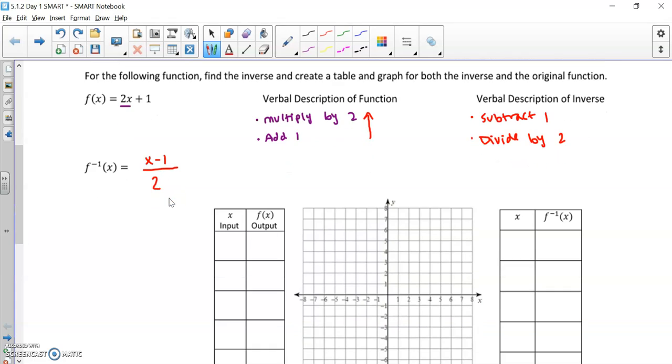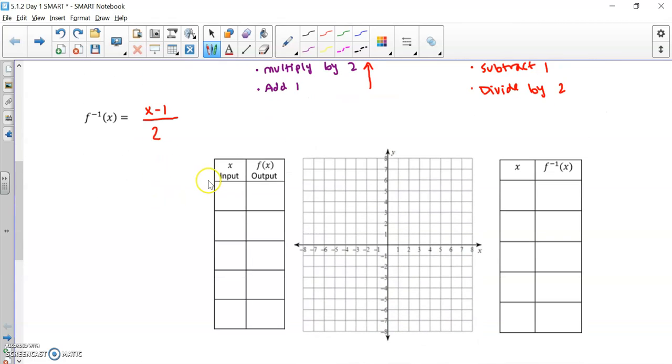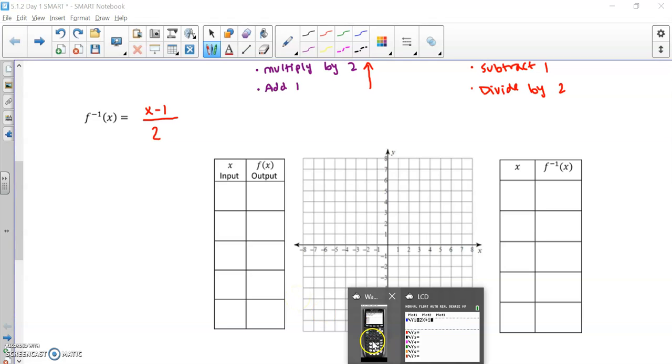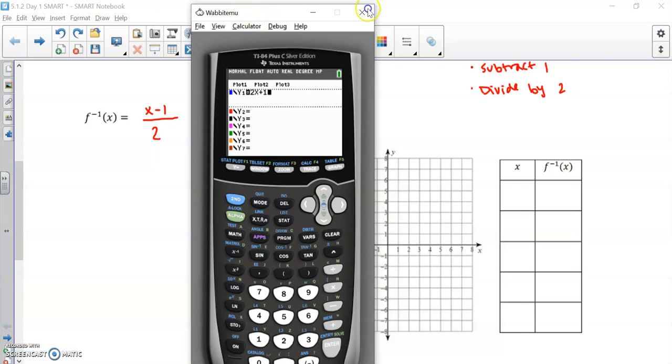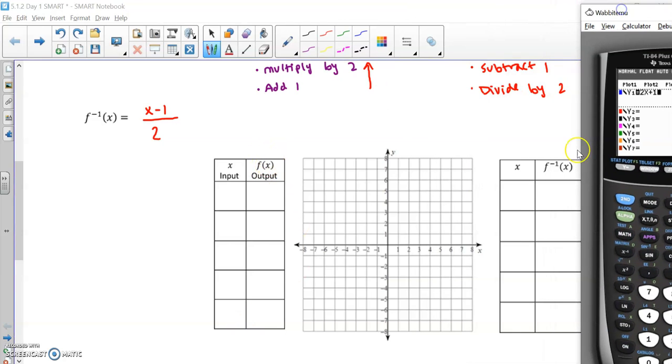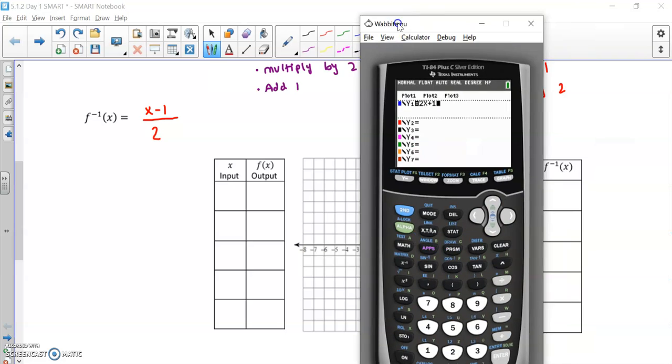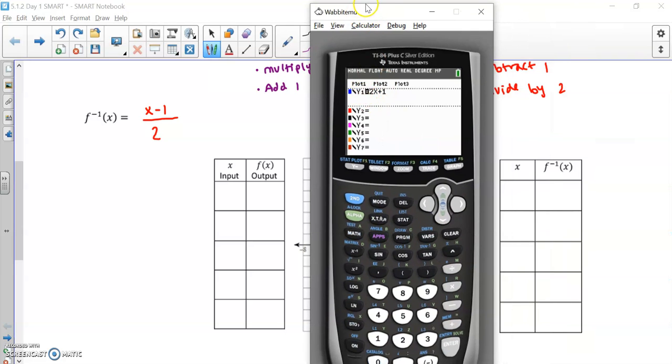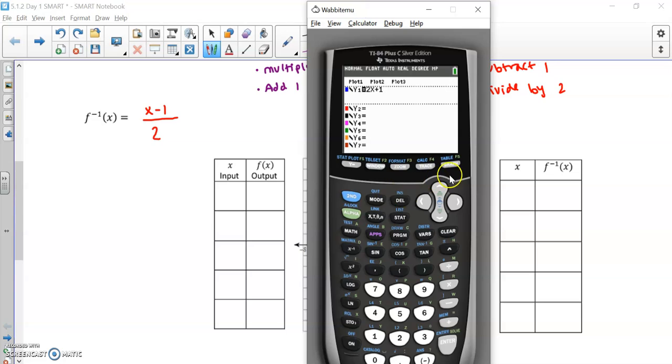All right, so now we are ready to form the tables and graphs of the original and inverse functions. So let's go to the calculator to get this graph and table. Okay, we'll start with the original one. Notice how this one's talking about f of x, and this one's talking about f inverse of x. So f of x, I've already typed it in here for us. It was 2x plus 1. So we can look at the graph, although we're going to need the table first. We're not going to graph just yet.